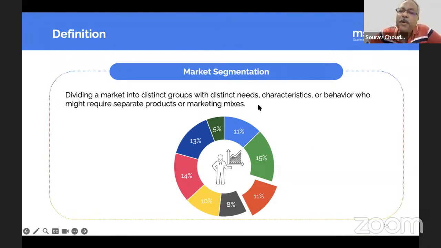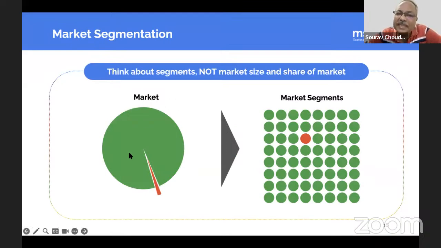Segmentation is important to divide the whole population into distinct groups of customers who have distinct needs. Distinct means individual needs, characteristics, behaviors, demographics, who might require a separate product or marketing mix. What is marketing mix? Product, price, promotion, and place is called a marketing mix. For this particular segment, you need a particular marketing mix. उनका product different होगा, pricing different होगा, उनको communicate करने का channel different होगा, उनके पास पहुंचने का distribution channel भी different. Correct? Got it?